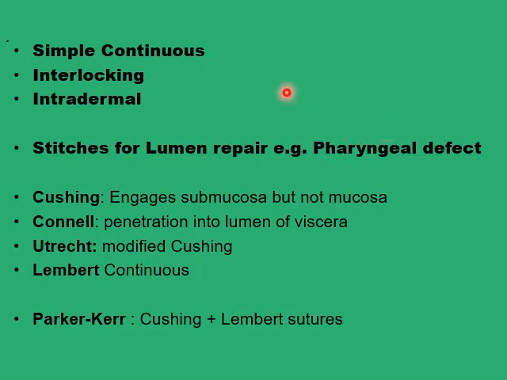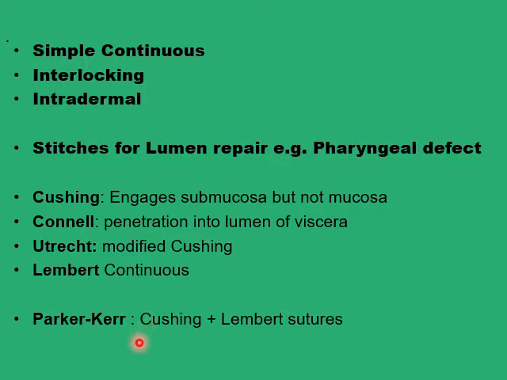We'll go through 7 different forms of continuous sutures: the simple continuous suture, the interlocking, and the intradermal, and also the 4 sutures that are commonly used for repairing a lumen, for example the pharynx, like the Cushing, which engages the submucosa but does not pass through the mucosa of the viscera, the Connell, that can pass through the lumen of the viscera through the mucosa, the Utrecht, which is basically a modified version of the Cushing, and the Lembert, which is a modified version of the vertical mattress suture.